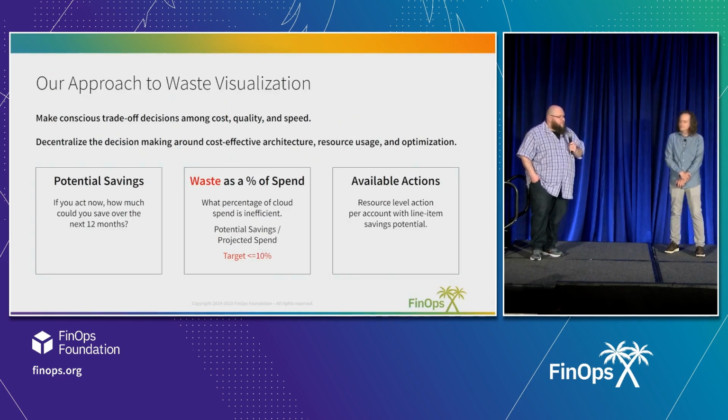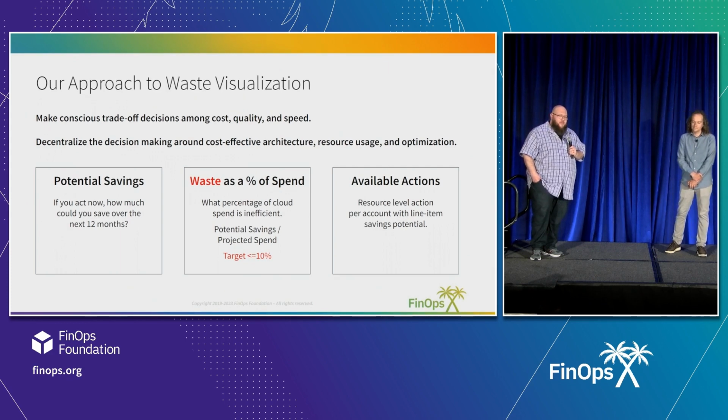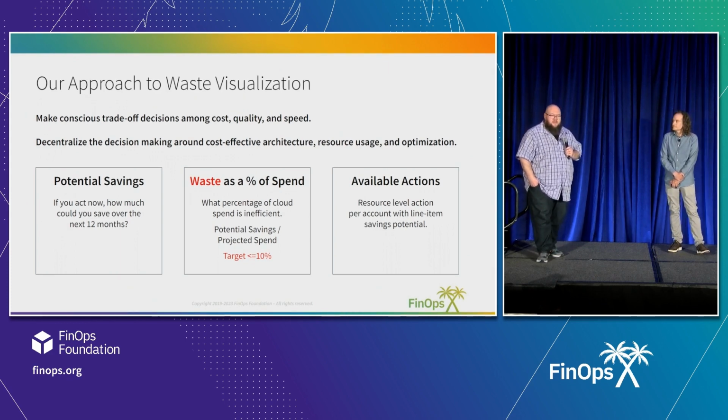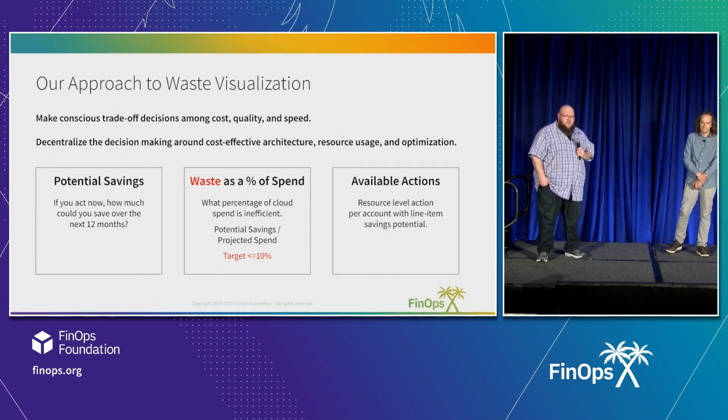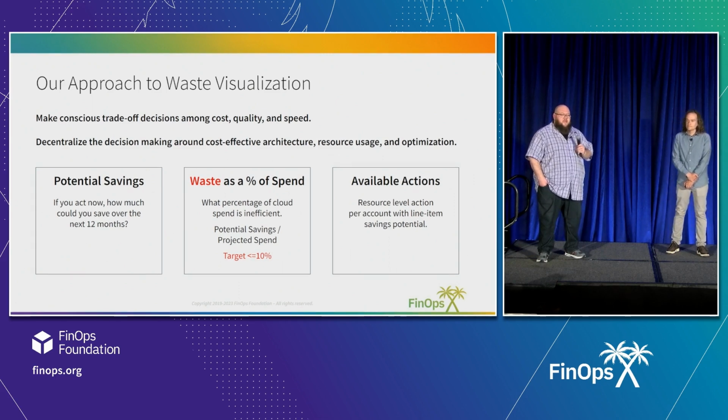So when it comes to that category of things where we're trying to partner with teams, a couple of the FinOps principles that I think are really important are this idea about making conscious trade-offs around decisions on cost, quality, and speed, and then really decentralizing decision-making around effective architectures of resource utilization.